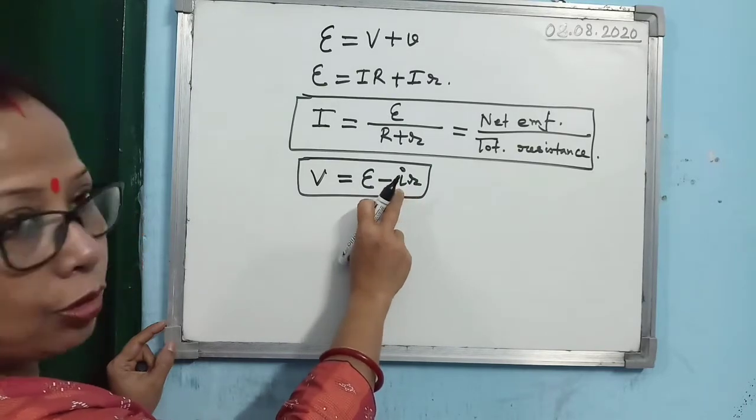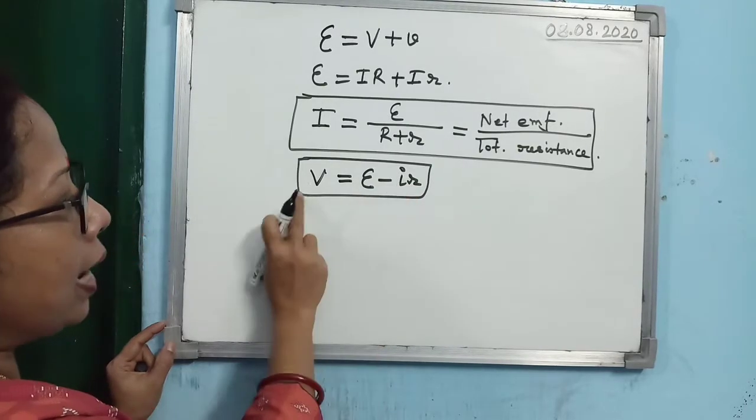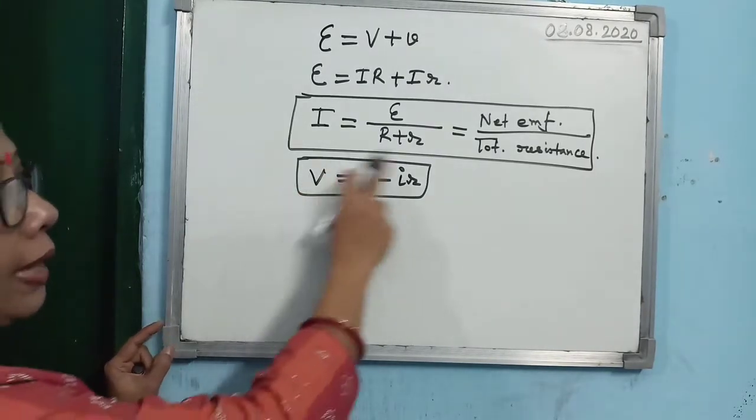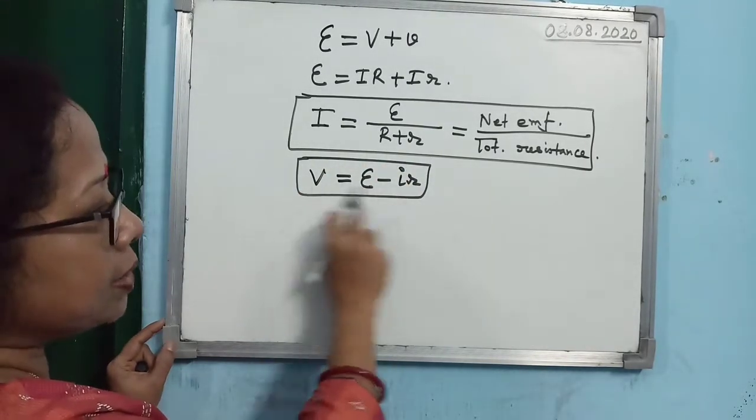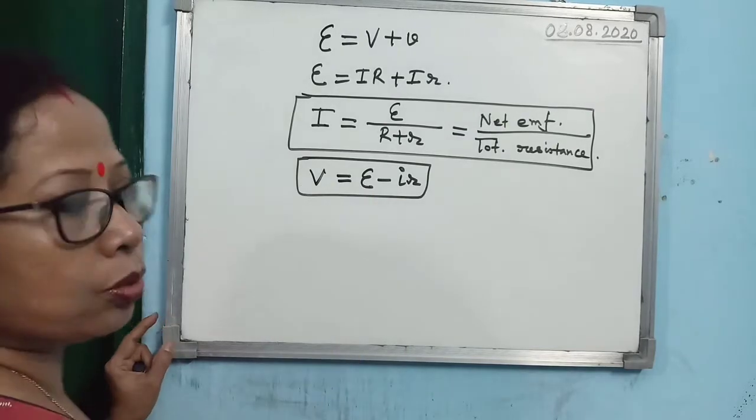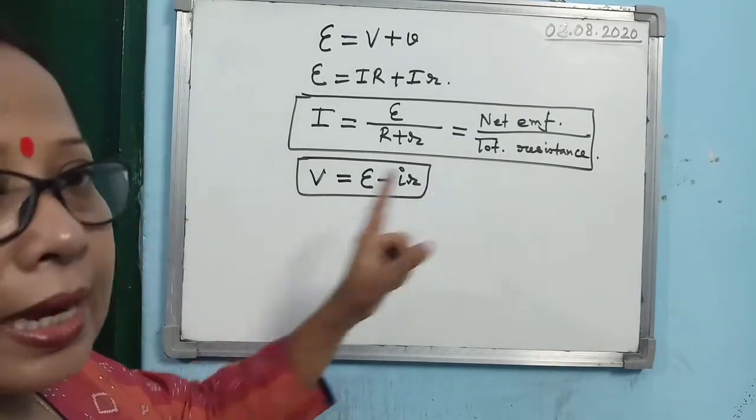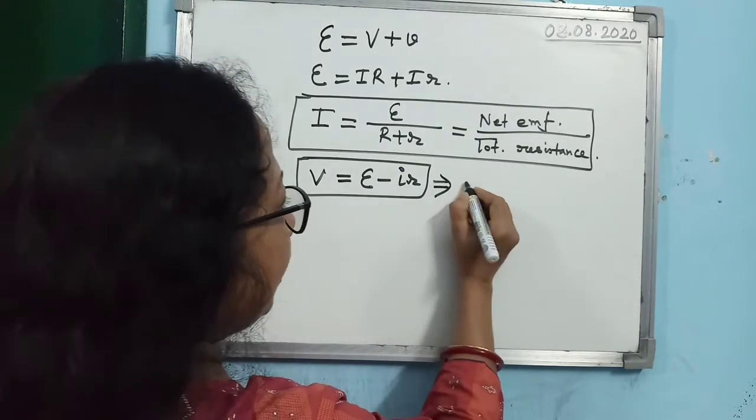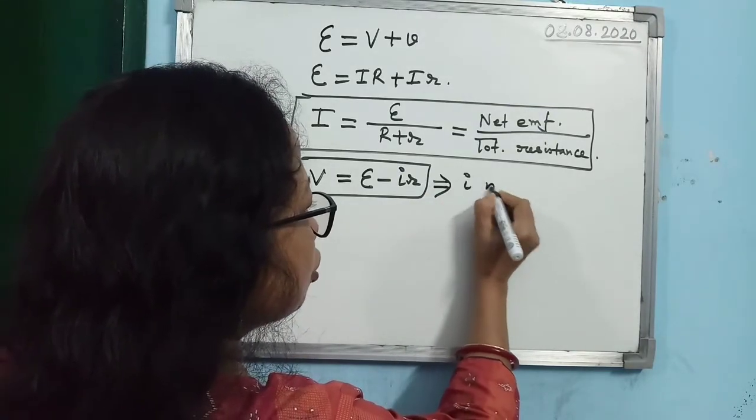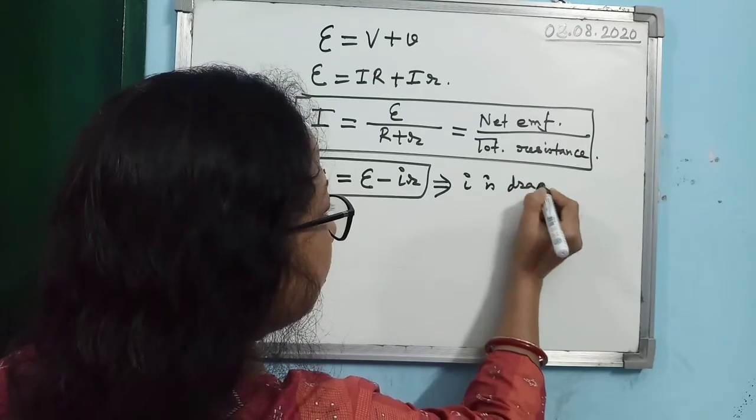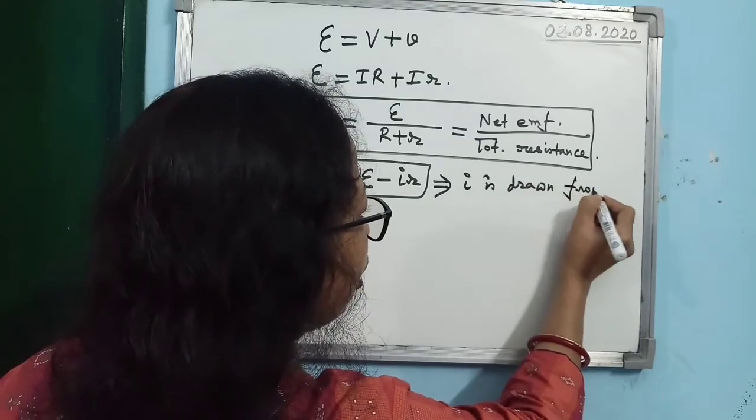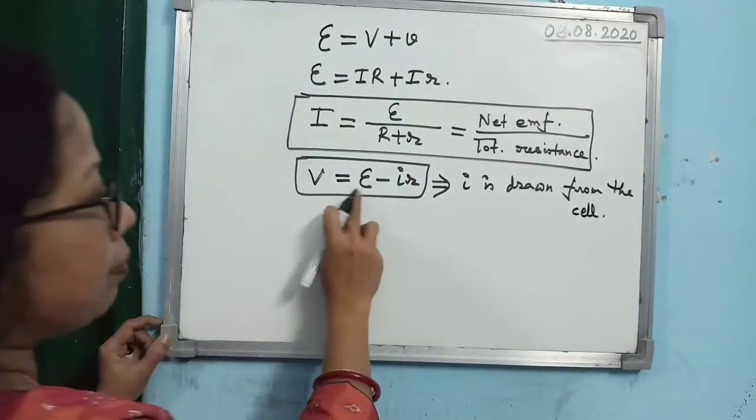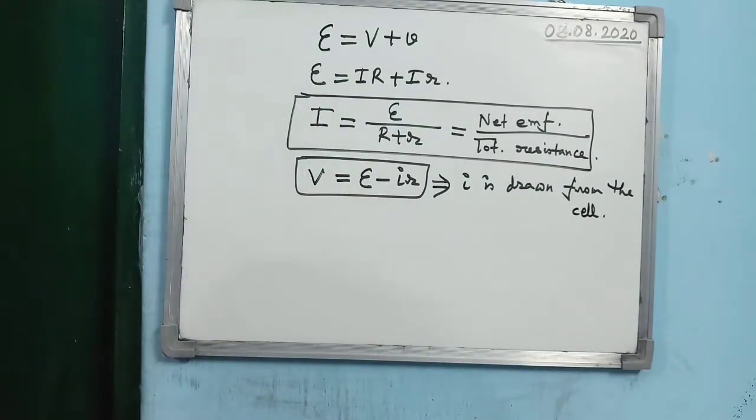But look at the expression, terminal PD is equal to EMF minus I into R. So greater the value of I, then what will happen? Less will be the value of V. So that point has come from this relation, that terminal PD is equal to EMF minus IR. But remember that this is the relation when current is drawn from the cell. Current is drawn from the cell, then you can write terminal PD is EMF minus IR.